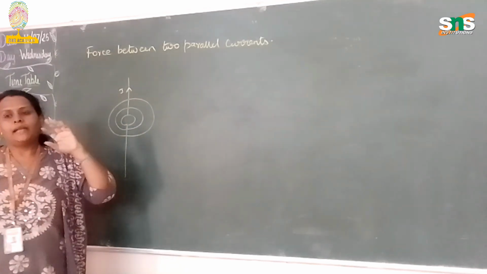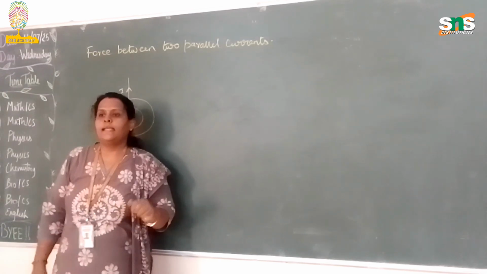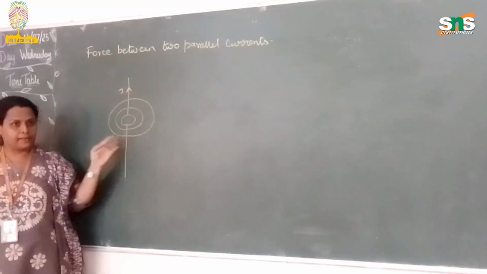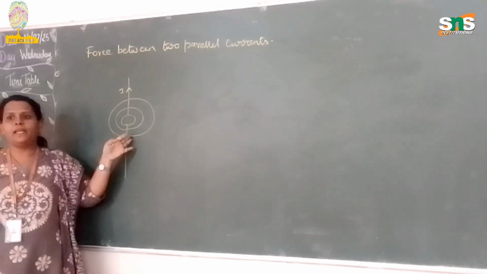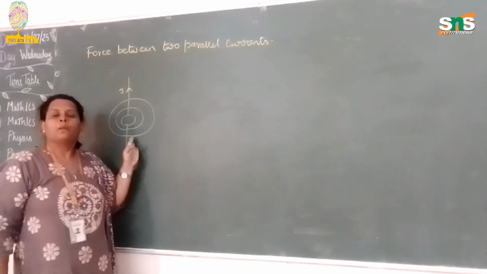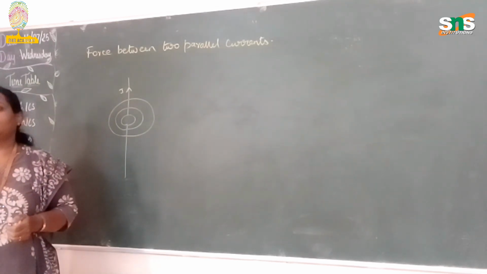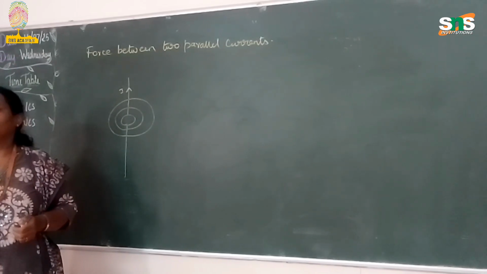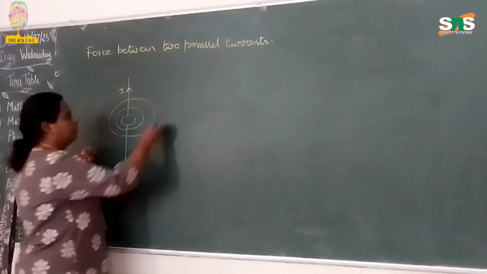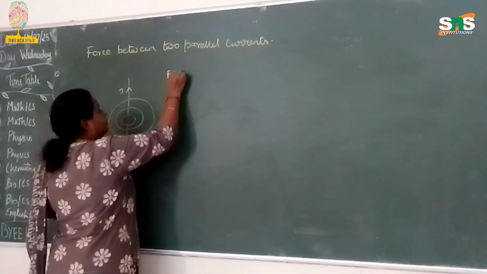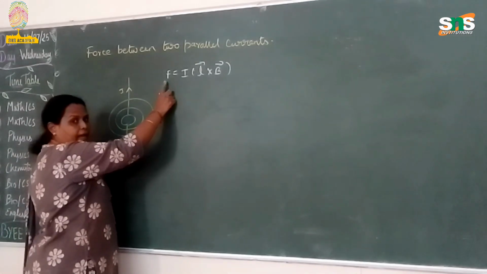Can anyone say the equation for the magnetic force on a current carrying conductor? A current carrying wire produces a magnetic field, and due to this field there will be a magnetic force. The equation is F equal to I into L cross B. This is the equation for the magnetic force on a current carrying conductor.